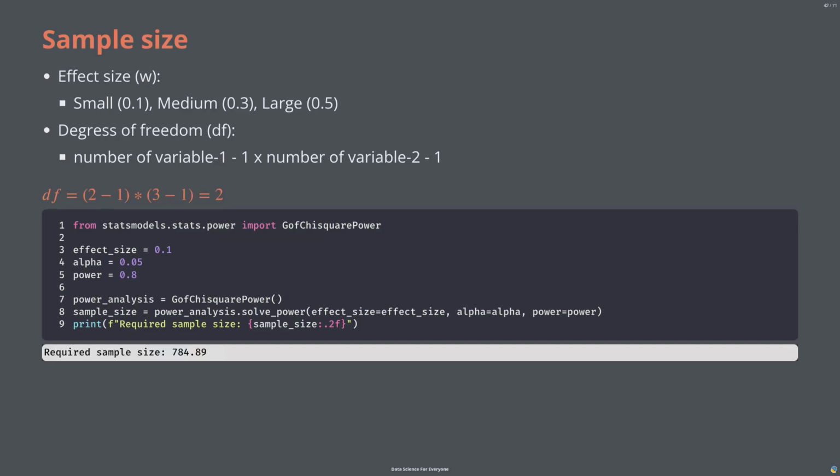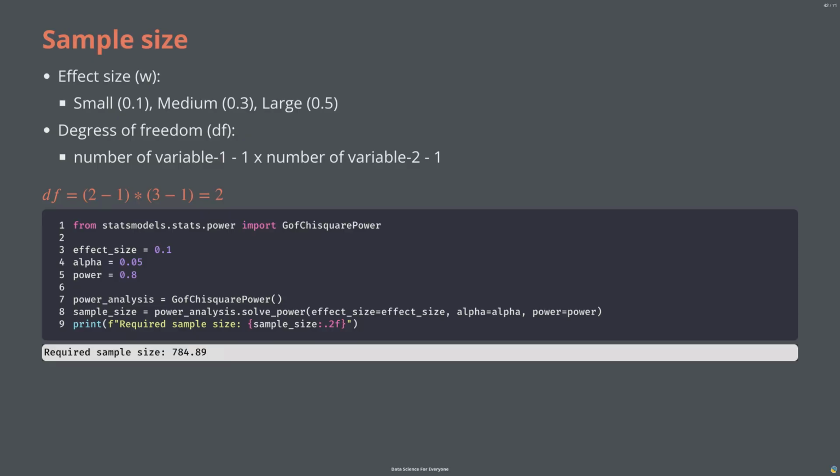There is another argument called degrees of freedom, or DF, which is the product of the number of conditions in variable 1 minus 1, and the number of conditions in variable 2 minus 1. In our case, we have 2 puzzle types and 3 response categories, and we can calculate the degrees of freedom as 2 minus 1 times 3 minus 1, which equals 2. Using a small effect size value of 0.1, we can see that we need 784 participants for a well-powered test.